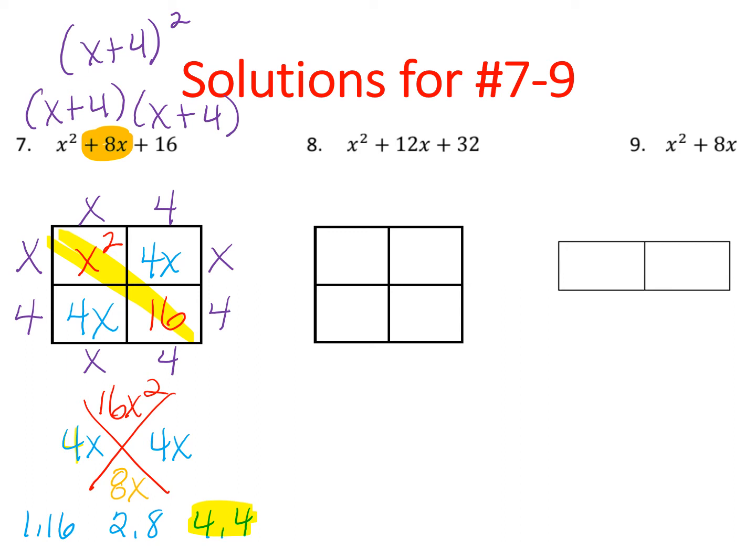All right, let's look at question 8. Start off the same way. Fill in the top corner and the bottom corner with your x squared and your 32. I'm going to make my x here. Again, I'm looking to see what multiplies to give me 32x squared. And then I want to see what will add to give me that 12x.